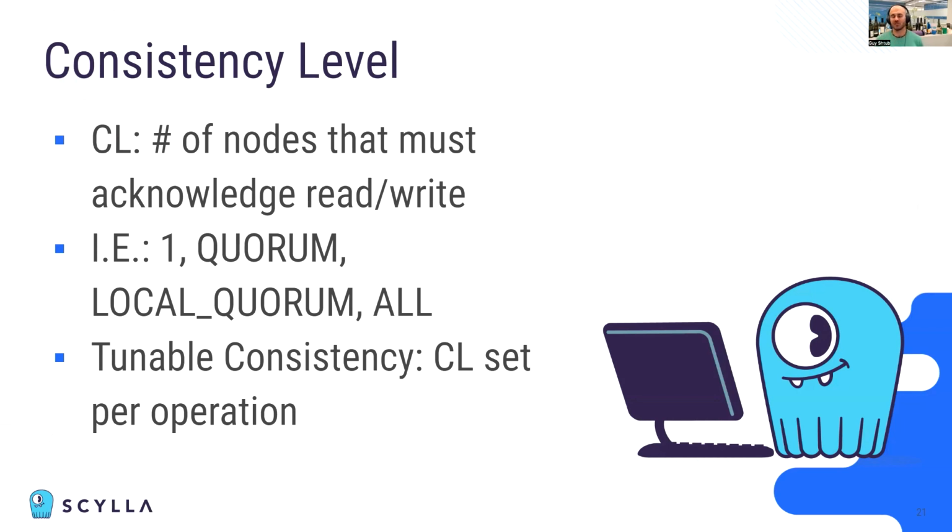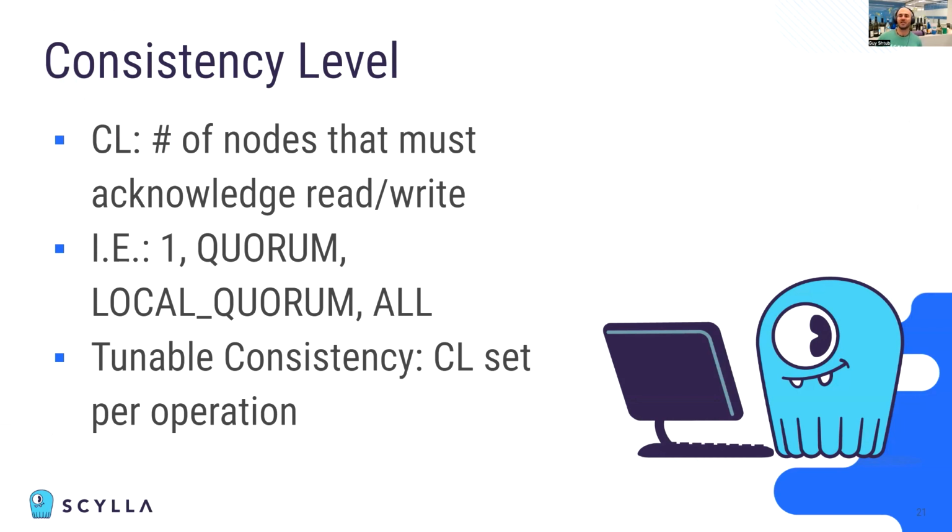Okay, next concept is consistency level, also called CL. Consistency level is the number of nodes that must acknowledge a read or a write request. Some example values are 1, or quorum, or all. And the consistency level is defined per query, okay?